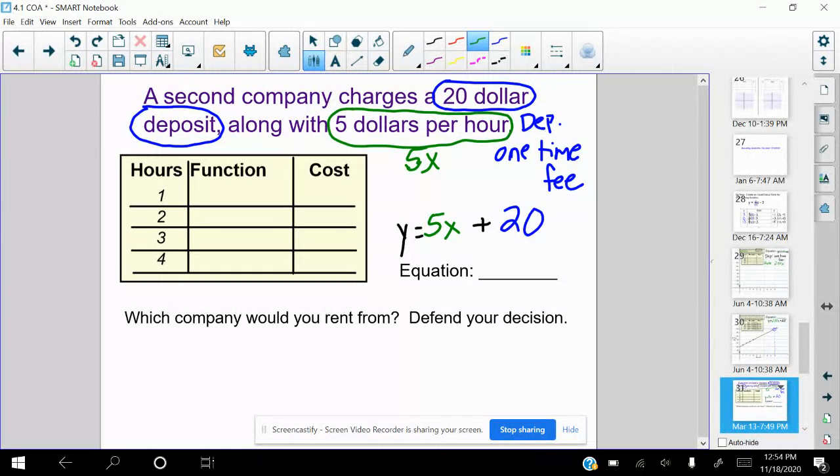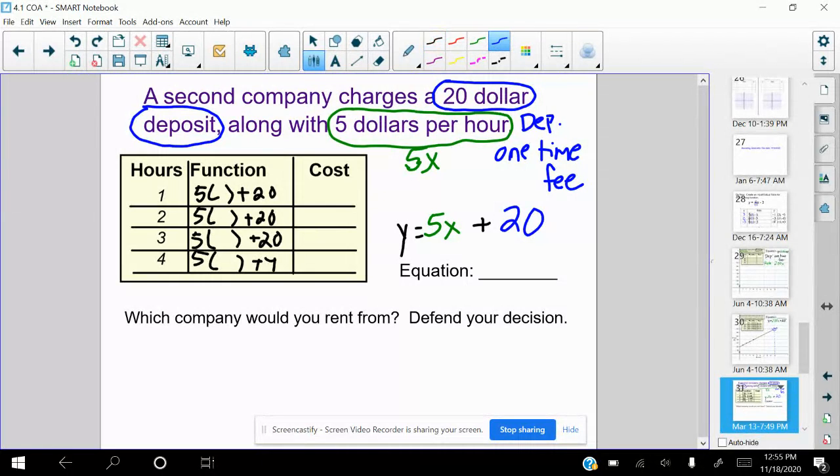Now that we have our equation, we can plug it into our input-output table to figure out how much it's going to cost for 1 hour, 2 hours, 3 hours, and 4 hours. So please pause the video and resume when you are ready to check your input-output table with our function that relates this real-life scenario. All right, if you listen to my voice, that means you have completed the input-output table and you are ready to check your answer. Well, if we know we have 5 times x plus 20, I'm going to fill all these in at the same time. That way it's a little bit quicker for us.